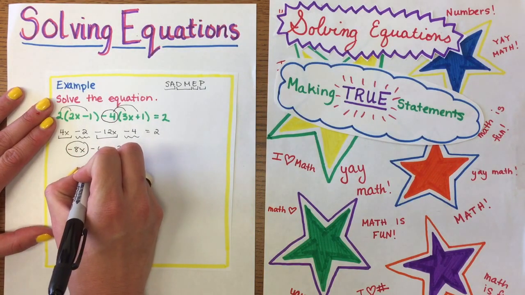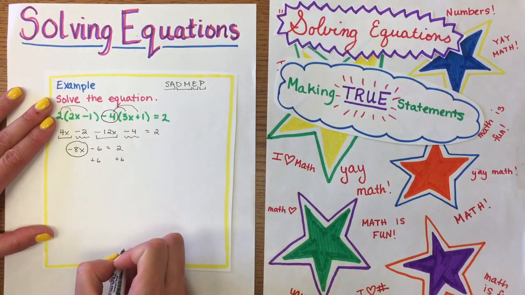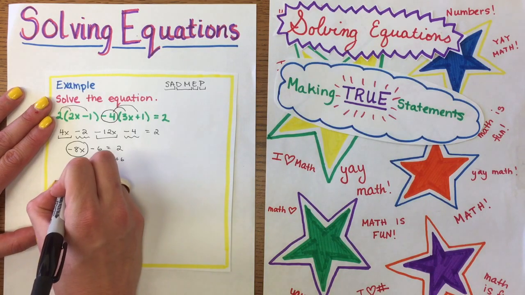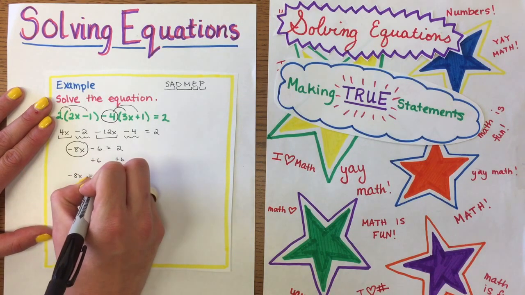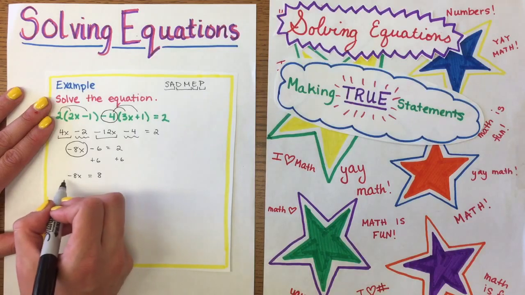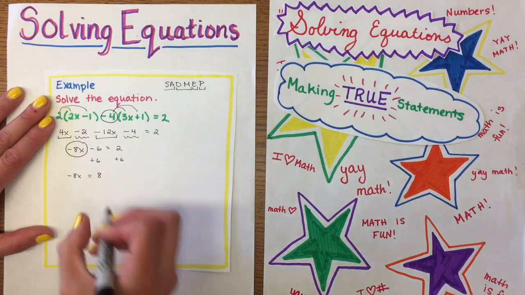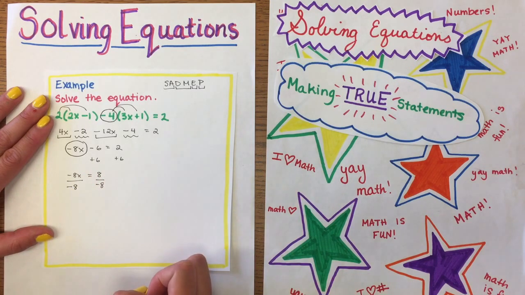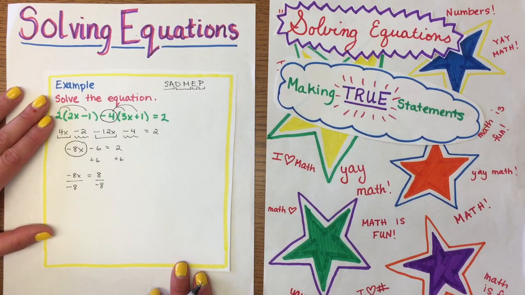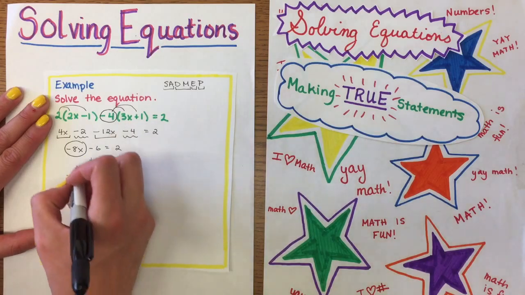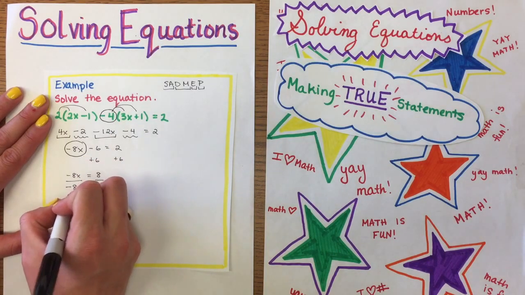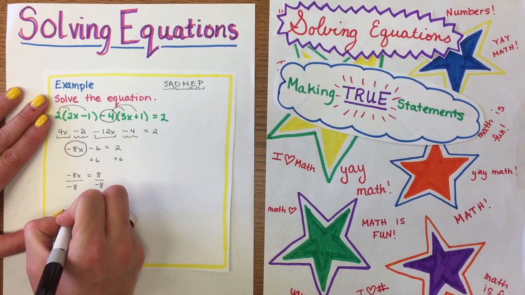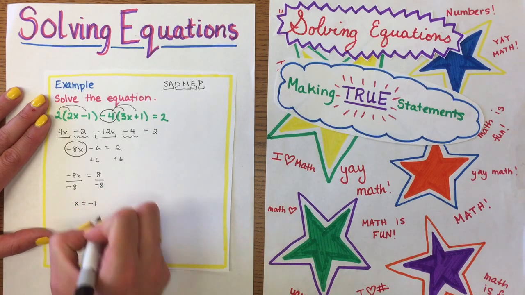So I'm going to first add 6 to each side of my equation, and that will give me negative 8x is equal to 8. To get rid of that negative 8 in front of the x, I am going to divide both sides by negative 8. That's my multiplicative property of equality, and I'm also using my multiplicative inverse. Negative 8 divided by negative 8 is 1, so this will just give me x is equal to negative 1.